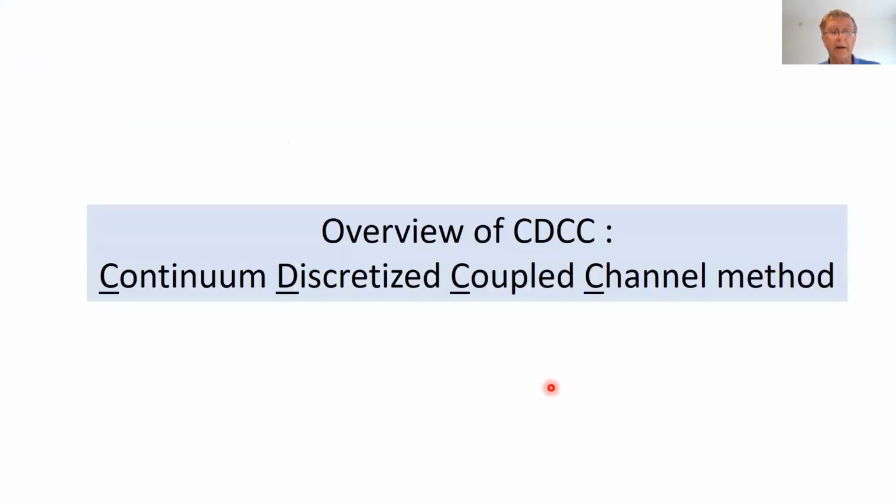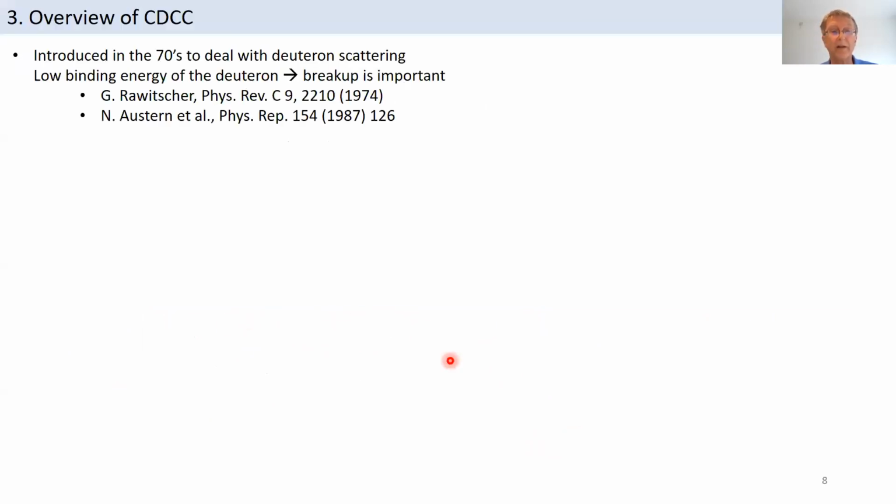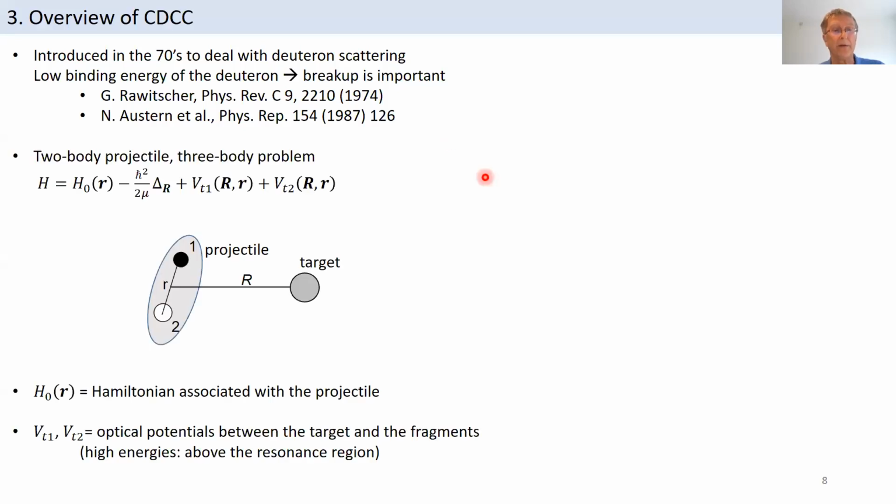So let me come now to the scattering problem, and I start with a brief overview of the CDCC, which is the continuum discretized coupled channel method. This is a well-known method which was introduced in the 70s, essentially to describe the deuteron breakup. We know that the binding energy of the deuteron is low, so we expect the breakup to be important.